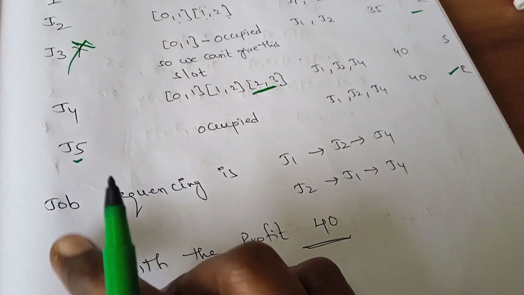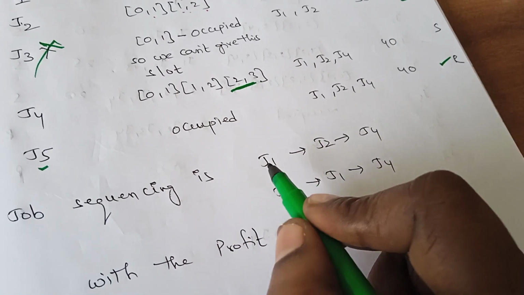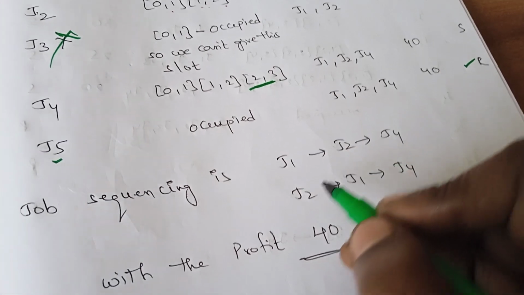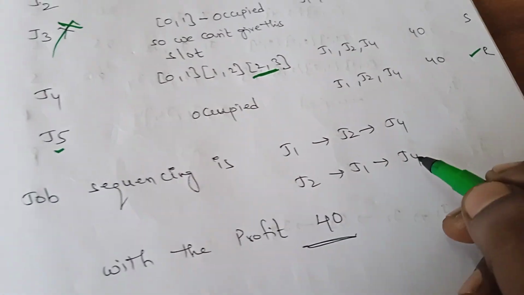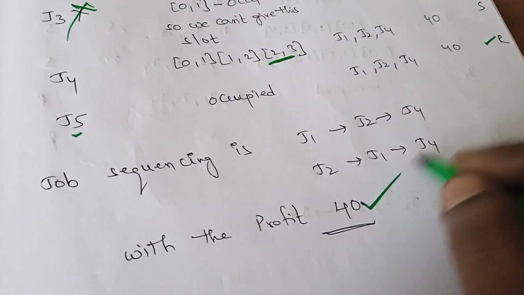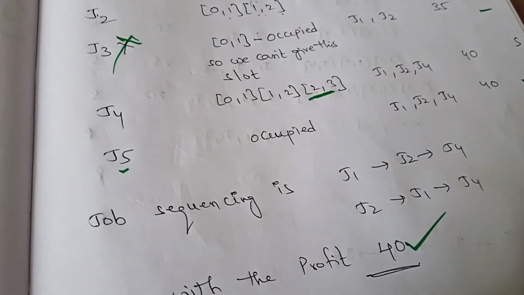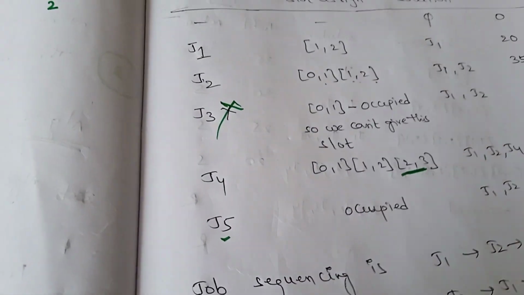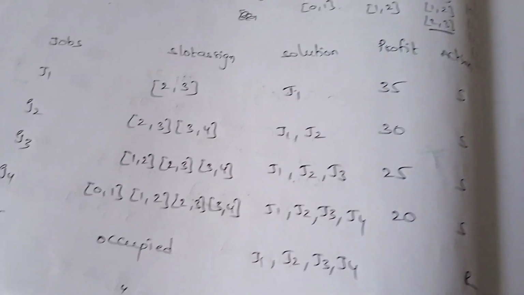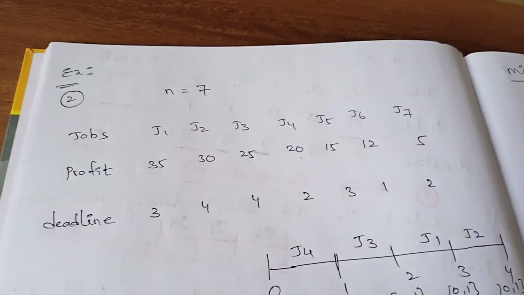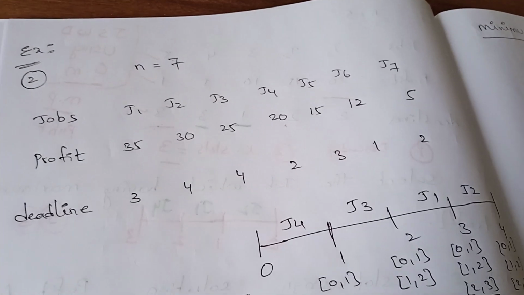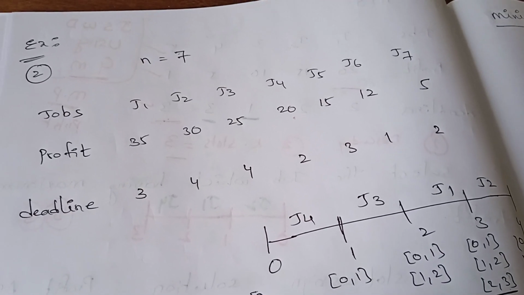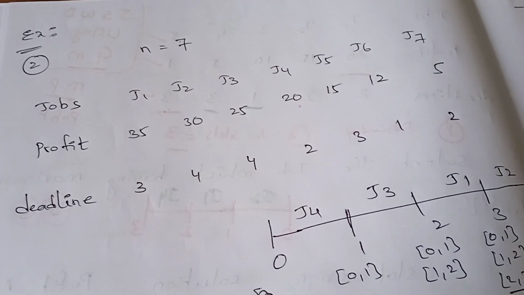So finally, the job sequence is this. You can perform J1, later J2 and J4, or else you can perform J2, later J1, later J4, with a profit of 40. This is how you finish job sequencing with deadlines. Please take this problem and exercise on it, and tell me which jobs you can execute. Thank you all.